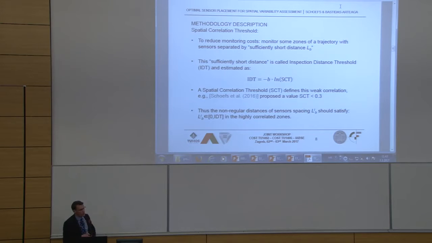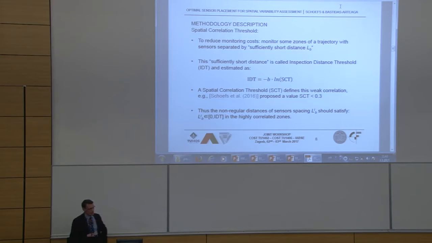The key concept we will use today is the spatial correlation threshold. So what is it? The main objective will be to reduce the monitoring cost, so to monitor some zones of a trajectory with sensors separated by a sufficiently short distance to capture the correlation. This distance is called the inspection distance threshold, and it takes this form, where this ACT is the spatial correlation threshold.